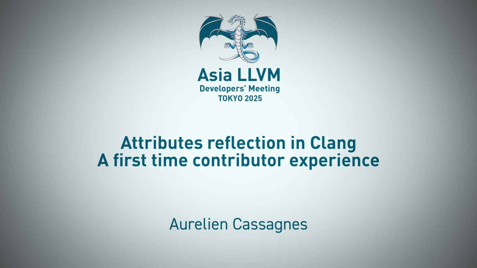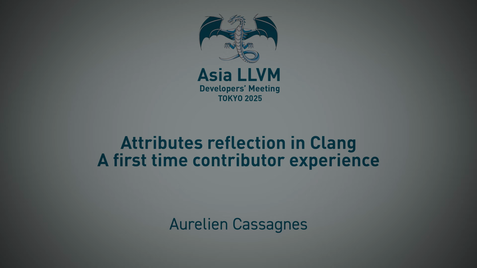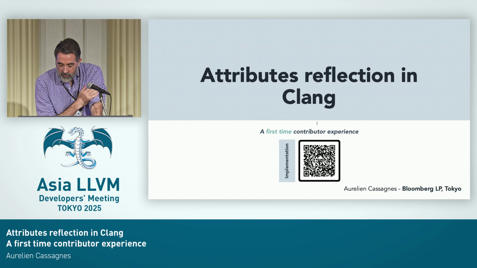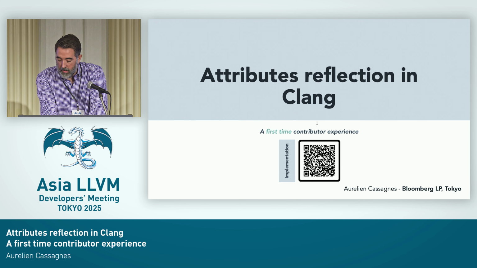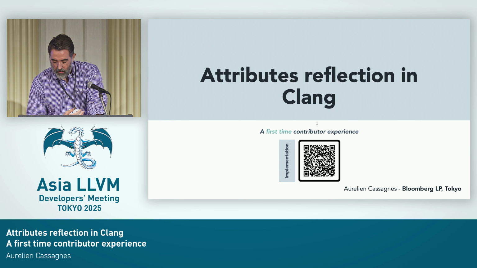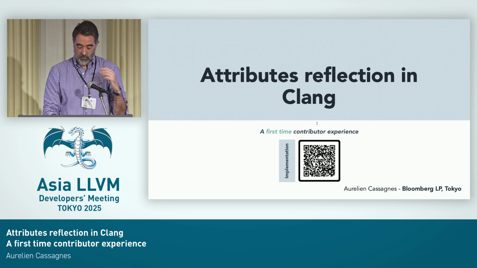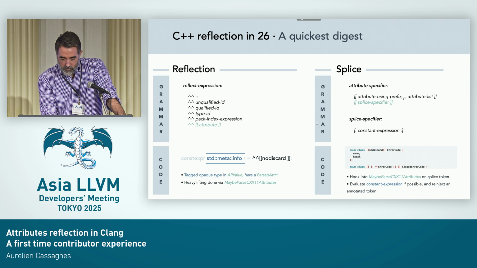I'm working for Bloomberg here in Tokyo, and I'm gonna tell the story of my first contribution to Clang, how I implemented attribute reflection by piecing together a bunch of small hacks. Basically, I'll share what I learned along the way, and hopefully nudge people who are afraid to contribute in the good direction.